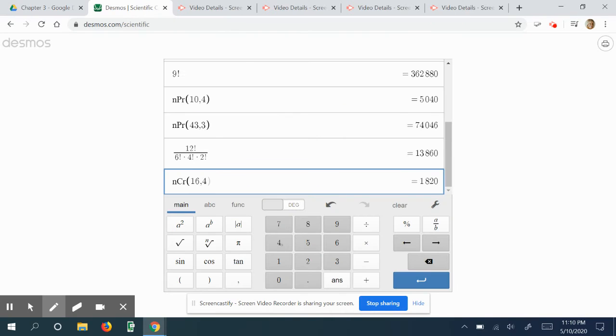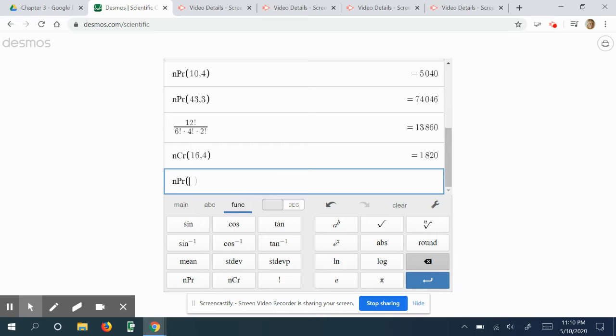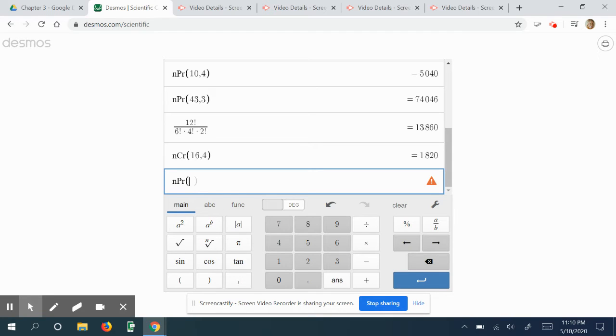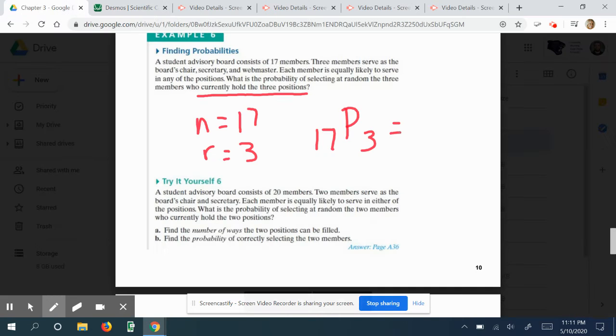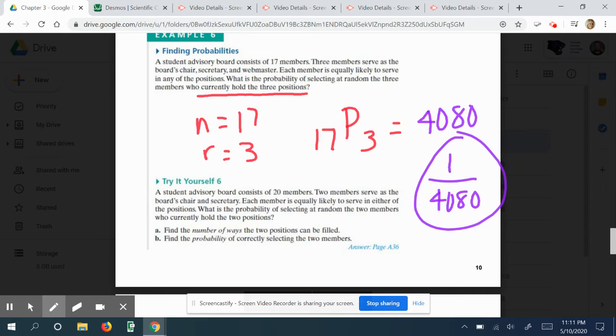Okay, so we go to our calculator and look at our permutation function. We're looking at 17 and 3. And so there's 4,080 different arrangements. 4,080. So what does that mean? It means what's the probability? 1 way out of 4,080 that this happens. That's our probability. Okay, and here's a guided practice problem that you can try as well.